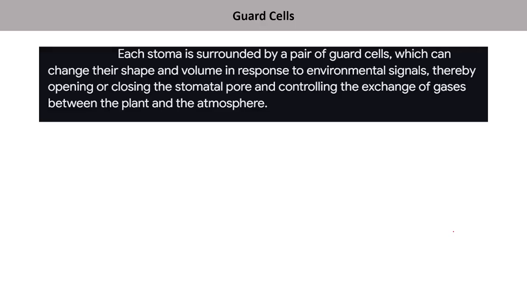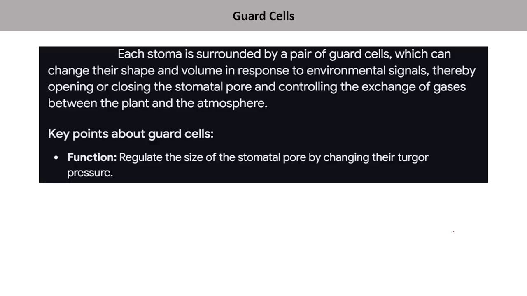When the guard cells are stiff and in their turgid form, the stomatal pore will be open, and when the guard cells become flaccid, or there is loss of water from the guard cells, the stomatal pore will become closed. So the key point about the guard cells is knowing their function, that they can regulate the size of the stomatal pore by changing their turgor pressure.